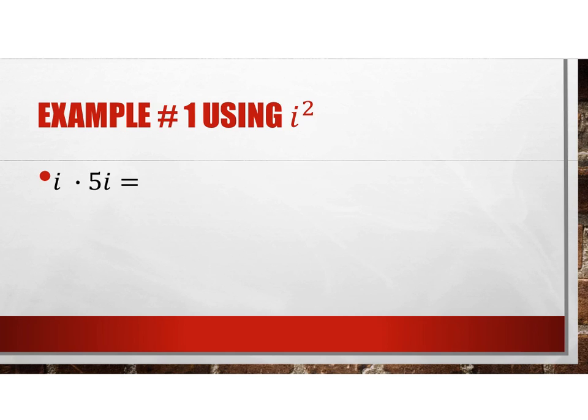Example 1, we're going to multiply i times 5i. Similar to exponents, imaginary numbers have powers. This is i to the power of 1, i to the power of 1. When I multiply, I add those powers, giving me 5i squared. Now, the reason why we're going to be using i squared is because i squared equals a negative 1, going from an imaginary number to a real number. So I'm going to replace i squared with negative 1, giving me 5 times negative 1 equaling negative 5.